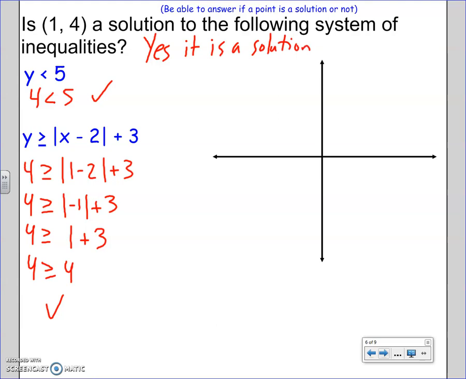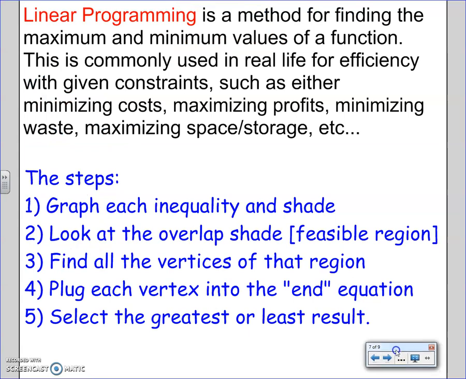Alright, so that's the first part. Then we have the second part of the video. That's the linear program optimization. Same thing. It's a method for finding the maximum or minimum values of a function or scenario. We use it all the time in real life for efficiency, with conditions, restraints, or constraints. Simple things are like minimizing your cost or maximizing your profit or minimizing waste or maximizing space.